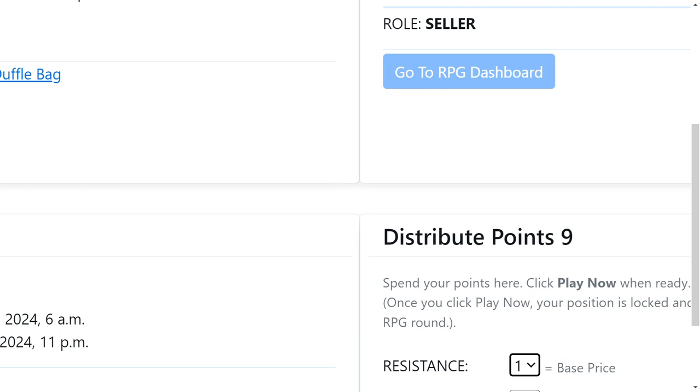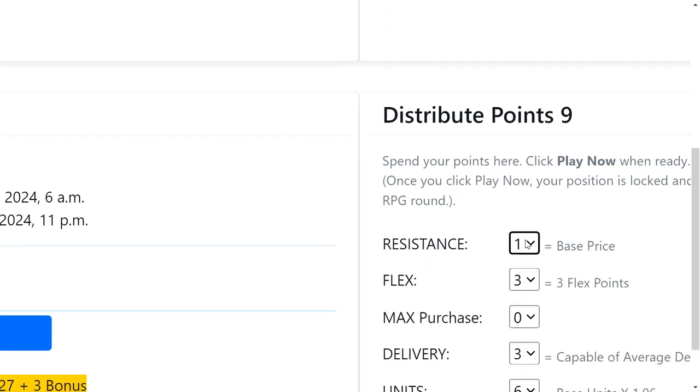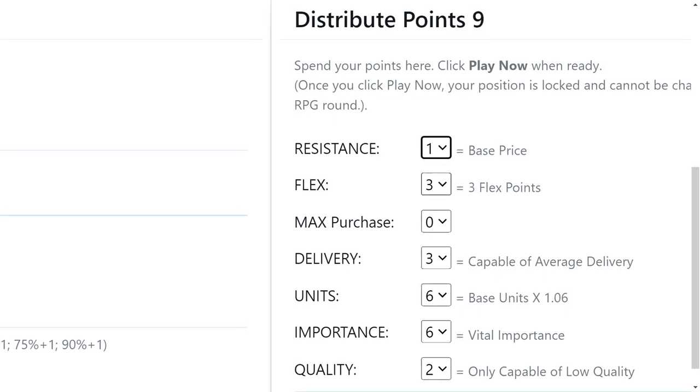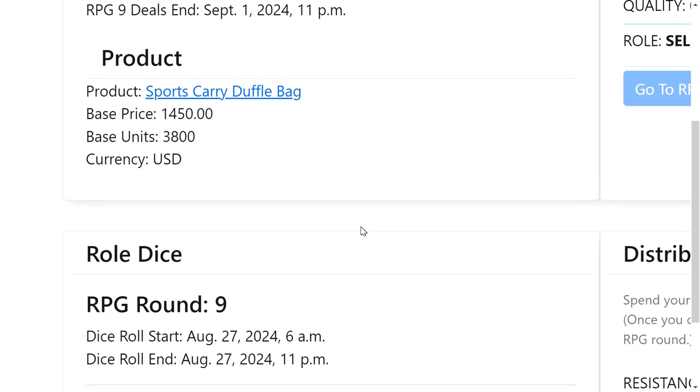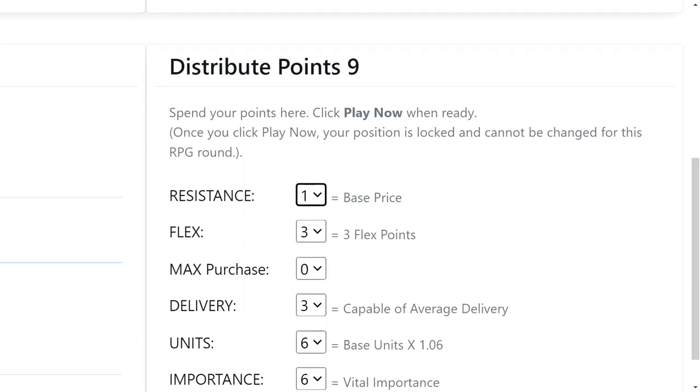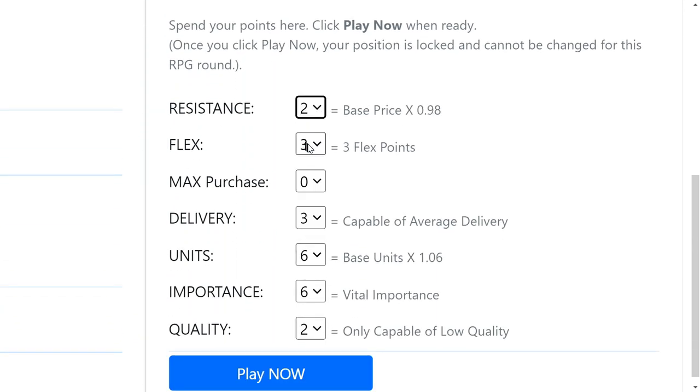If we choose one for our resistance, then the resistance price is going to be $1,450. Let's go ahead and try something different. Let's choose two. Now the base price is going to be 0.98 of the base price, which means the base price will go lower. If the base price goes lower, that means it may be easier for us to sell if we're sellers. It will also be cheaper for us to buy if we're buyers.